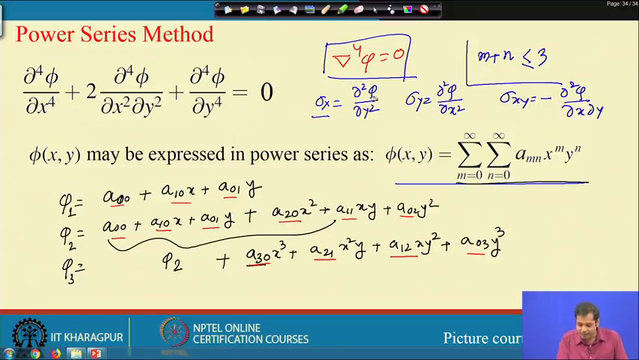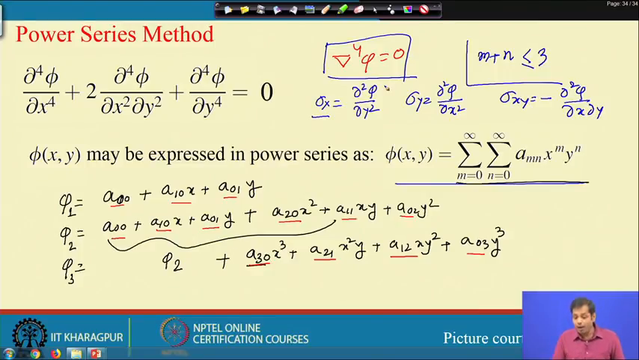So, for the relation between sigma and phi, phi has to be at least quadratic. If phi is linear, suppose we take phi as linear, then what happens? Sigma x, sigma y, sigma xy all are 0. So, in order to have a non-zero stress field, phi has to be at least quadratic. If you take phi quadratic, then what happens? All the stresses will be constant. If you take phi cubic, the stresses will be linear. But the minimum requirement is that phi has to be quadratic.